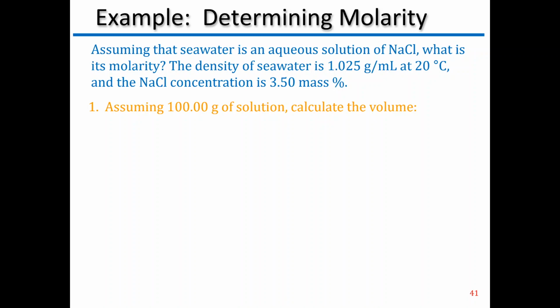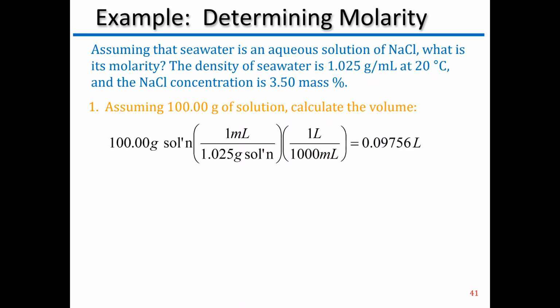Okay, and from there, we can calculate our volume. Since we have a density, if we assume 100 grams of solution, and we can make this assumption as long as we stick with it, then we can calculate the volume. So if we have 100 grams, we have a density. In this case, we want to divide by density so that grams cancel, and we'll be left with milliliters. But we want liters because that'll help us calculate molarity. So we just convert milliliters to liters, and we find this as the volume.